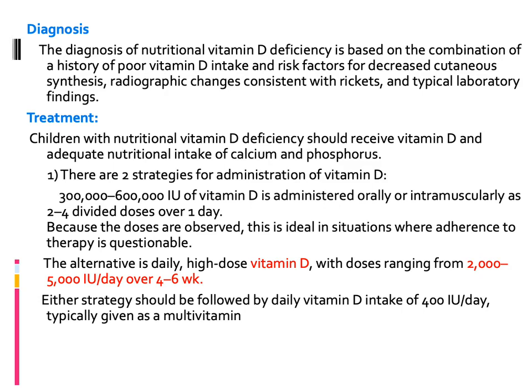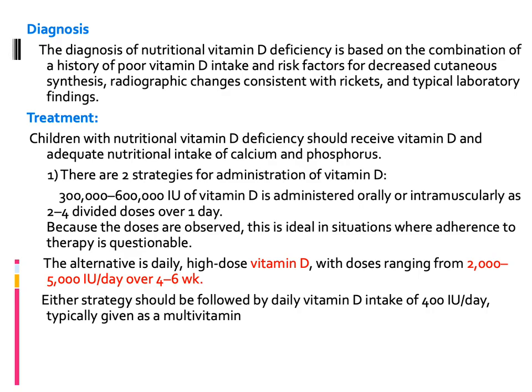Treatment. Children with nutritional vitamin D deficiency should receive vitamin D and adequate nutritional intake of calcium and phosphorus. There are two strategies for administration of vitamin D. The first strategy, we give 300,000 to 600,000 international units of vitamin D administered orally or intramuscularly as 2 to 4 divided doses over 1 day. Because the doses are observed, this is ideal in situations where adherence to the therapy is questionable.